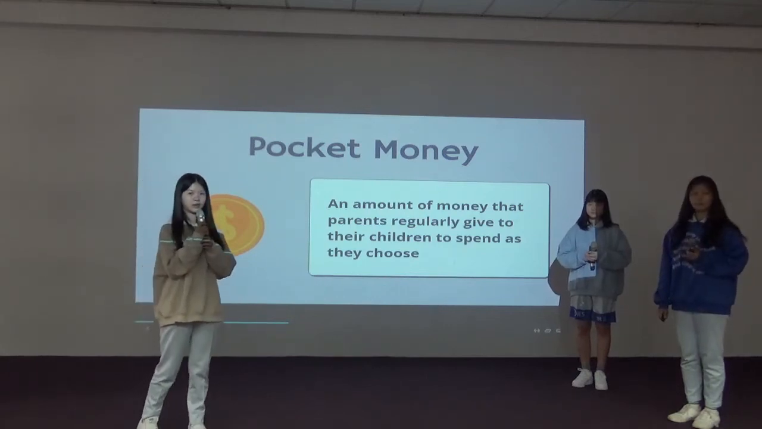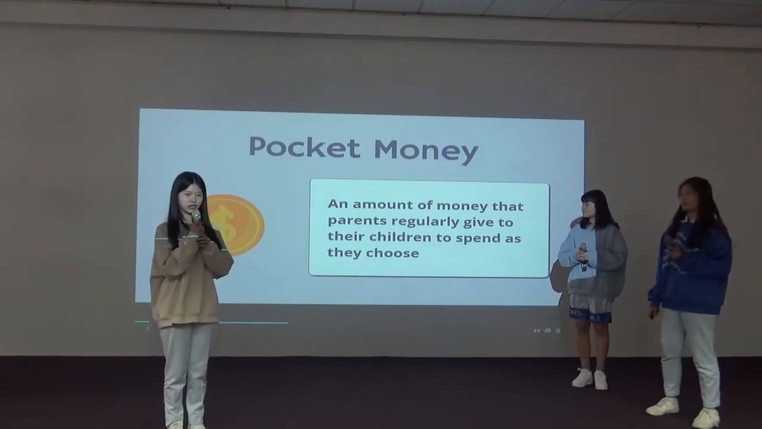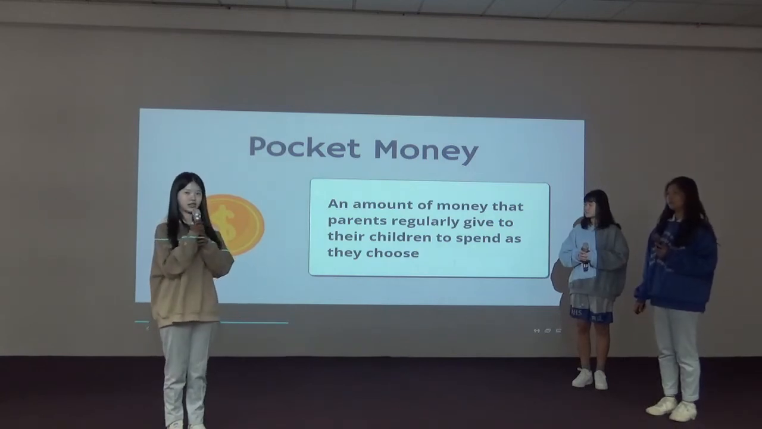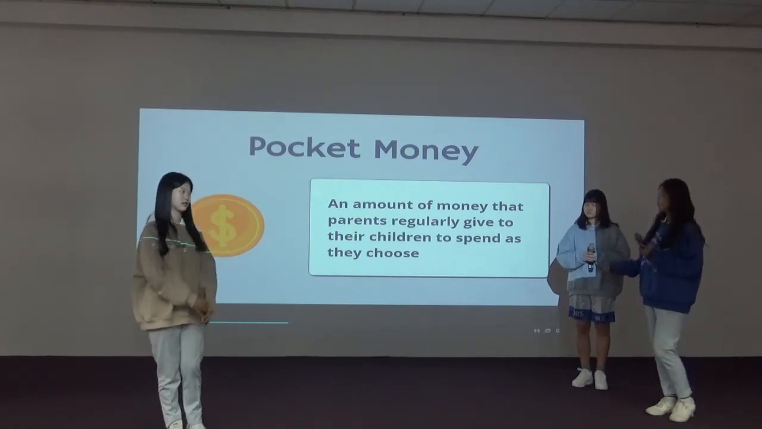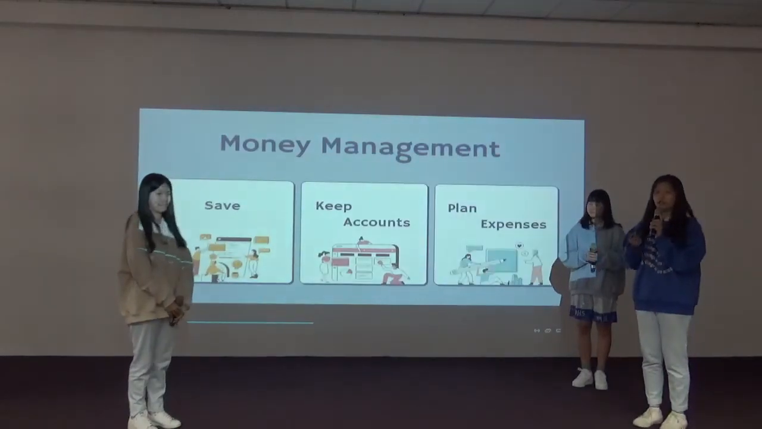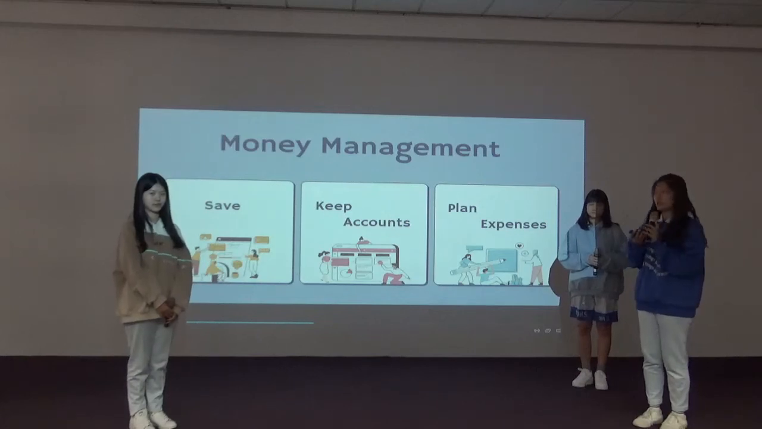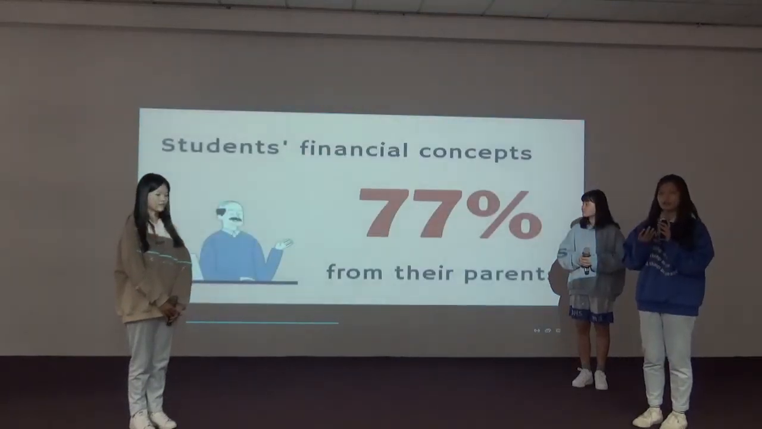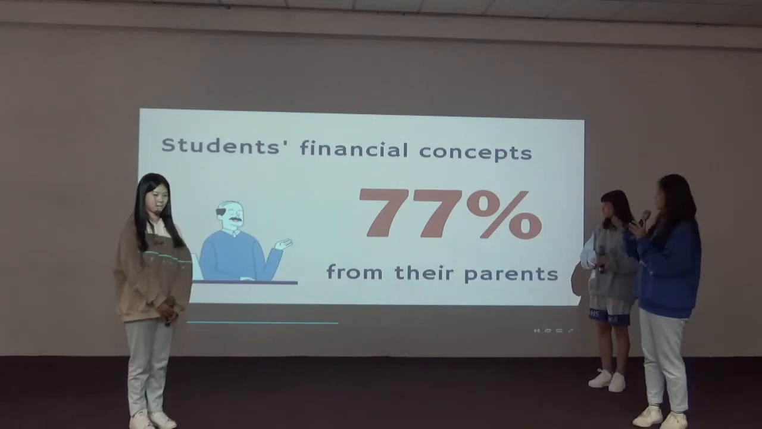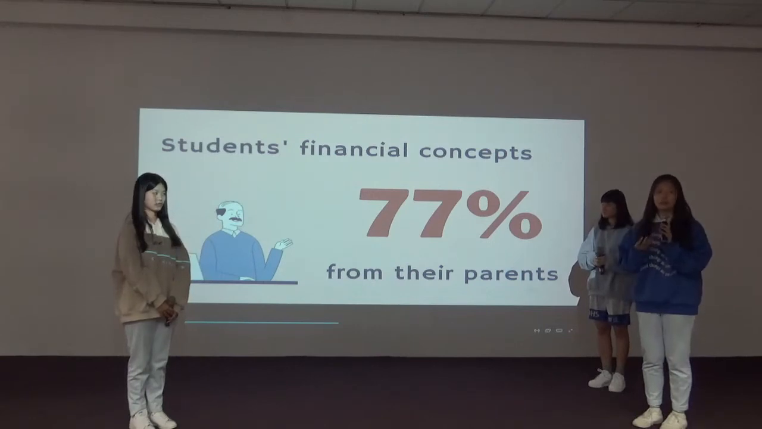Before we get a deeper understanding of the research we found, let's talk about the definition of pocket money first. In Cambridge Dictionary, pocket money is defined as an amount of money that parents regularly give to their children to spend as they choose. After they get the money, they need to learn to save, plan, and manage their own expenses. We have found some research on the internet which shows the practices that most high school students use in managing their money, such as saving, keeping accounts, and paying expenses. The research shows that 77% of student financial concepts come from their parents, which also means that family values influence students' ability to manage their money and do financial planning.